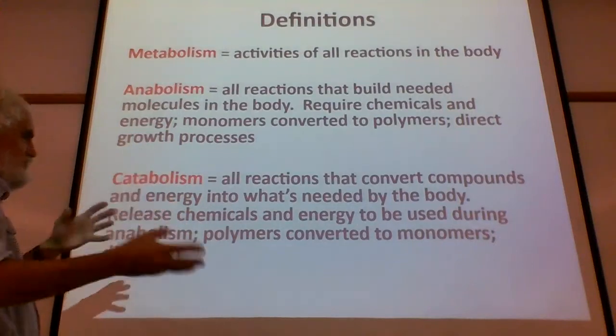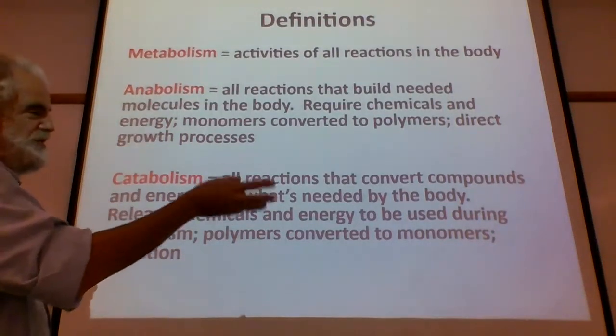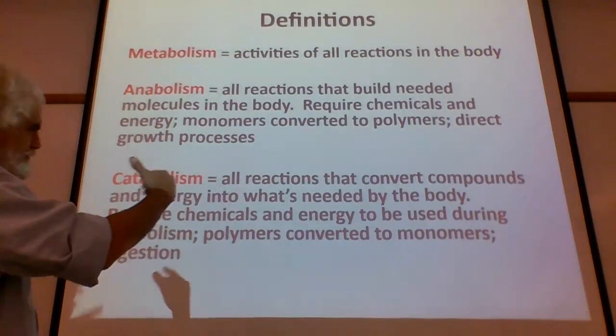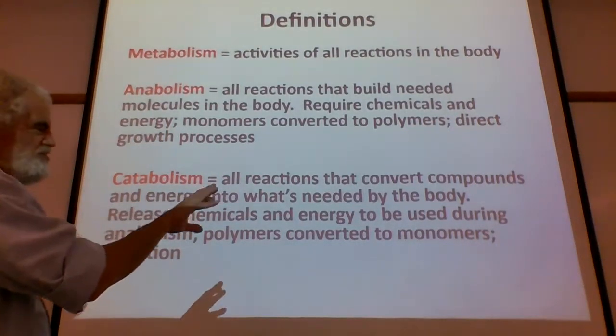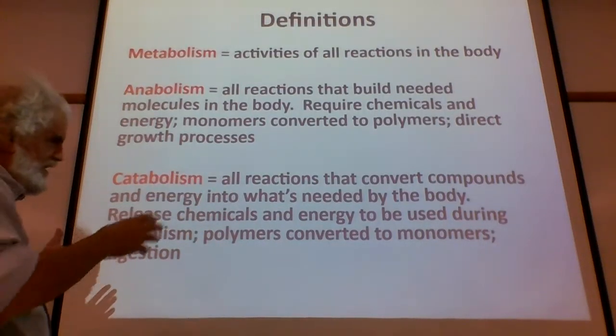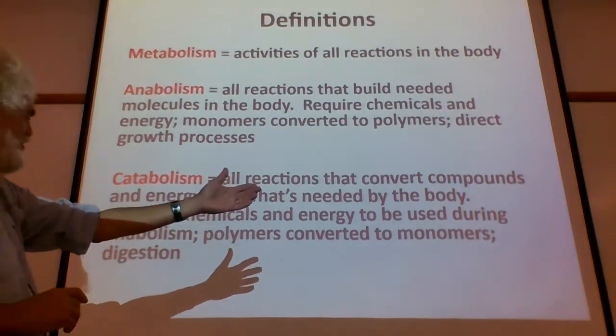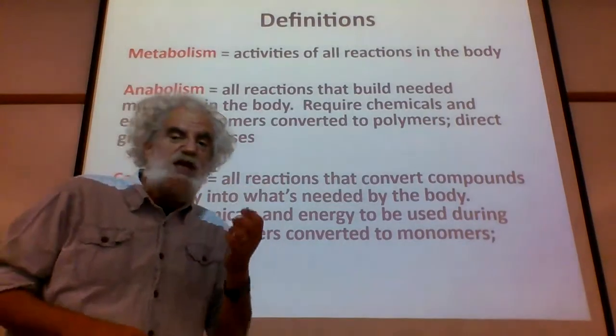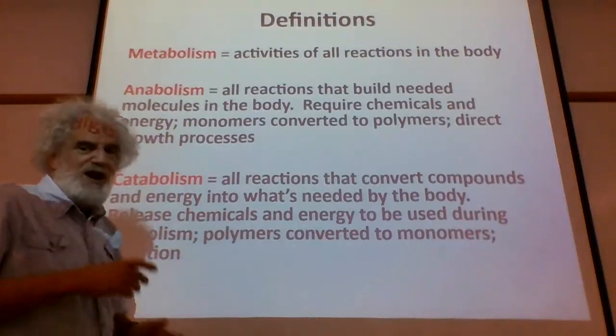Catabolic metabolism is the exact opposite. It's reactions that are converting compounds and energy into what's needed by the body. It's releasing chemicals and energy to be used during the anabolic metabolism. So polymers are converted to monomers. It is digestion. It is eating. It's what you do to generate the energy so you can carry that reaction out.